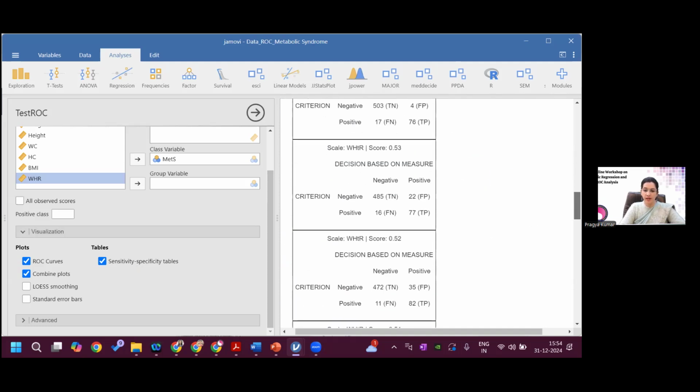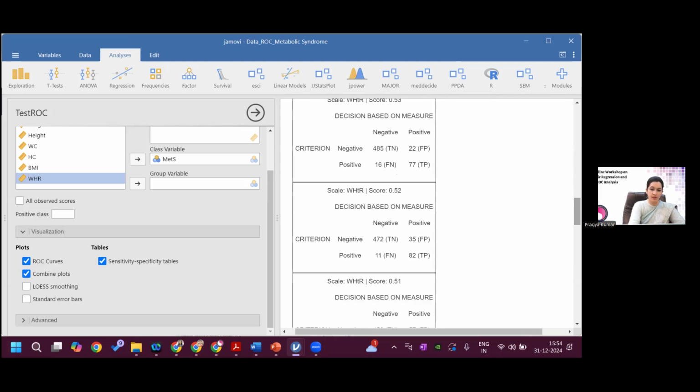So this 0.52 is the cutoff for me. Now just note down what is true positive, what is false positive, what is true negative, what is false negative. I'm noting it down because I have to calculate the 95% CI. It doesn't give you the 95% CI of sensitivity, specificity, positive predictive value, and everything.